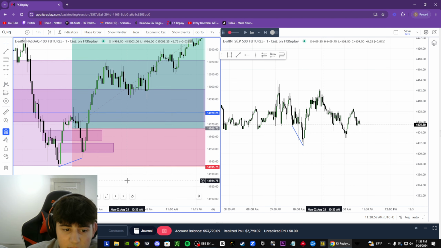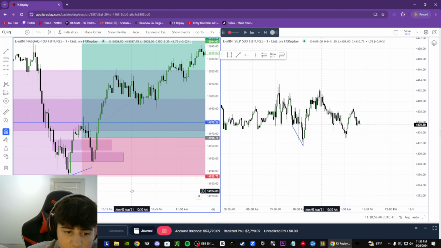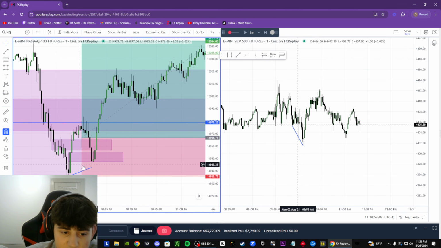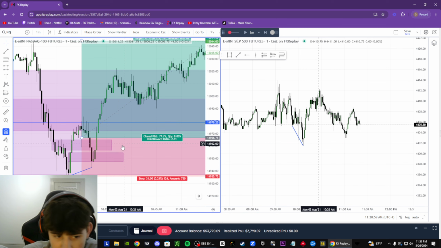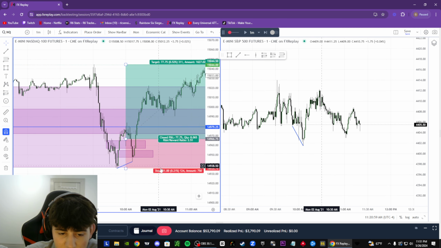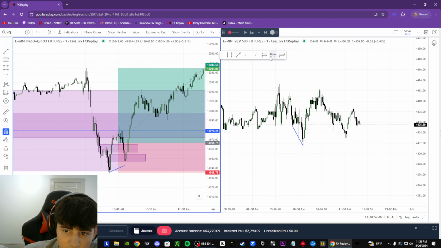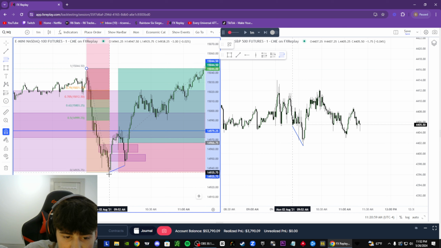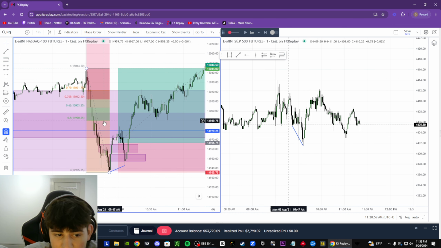So now that we've explained the entry, and we've already explained the stop too, we can move to the take profits. What I like to do when I have two contracts is take my first TP at some sort of PD array that is above 50% of the move.